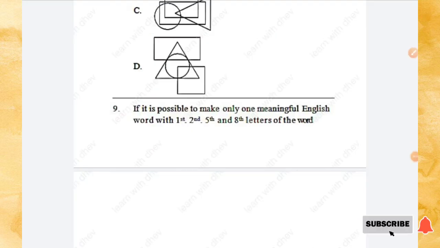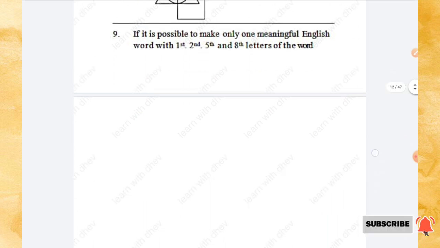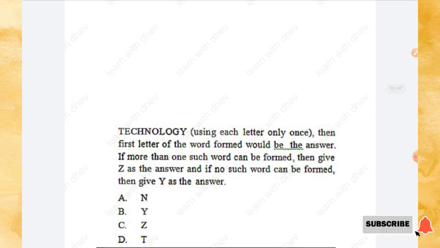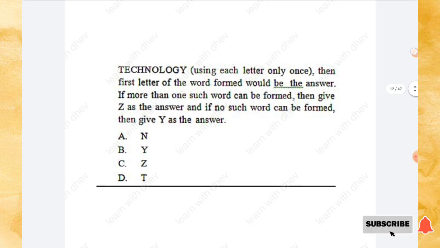Question number 9. If it is possible to make only one meaningful English word with the first, second, fifth and eighth letters of the word technology, using each letter only once, then the first letter of the word formed would be the answer. If more than one such word can be formed, then give E as the answer. If no such word can be formed, then give X as the answer.